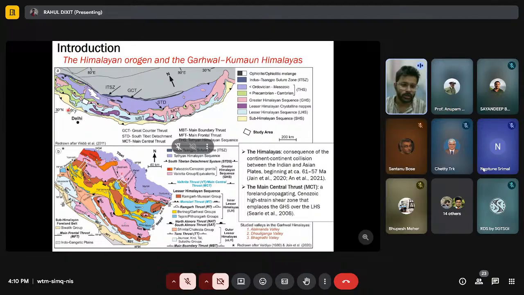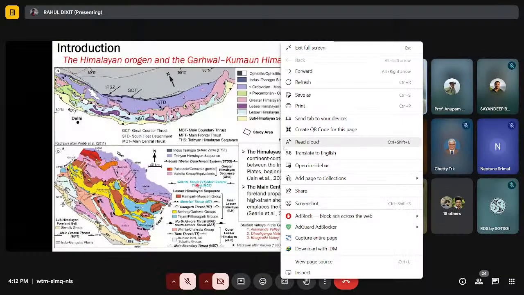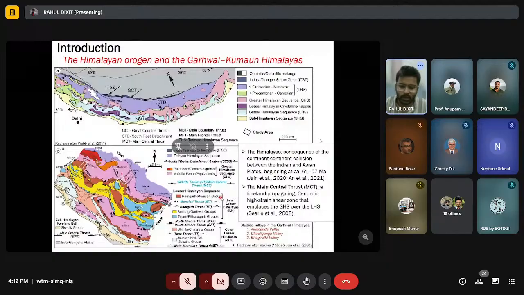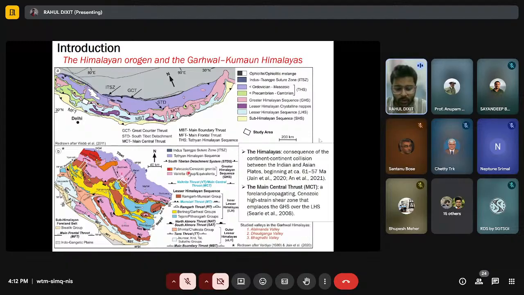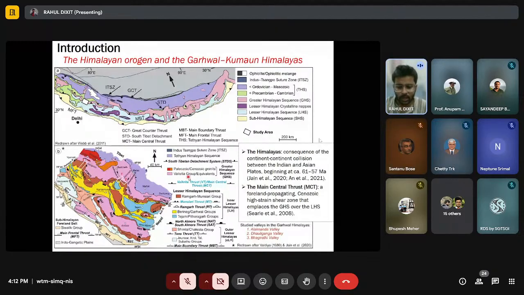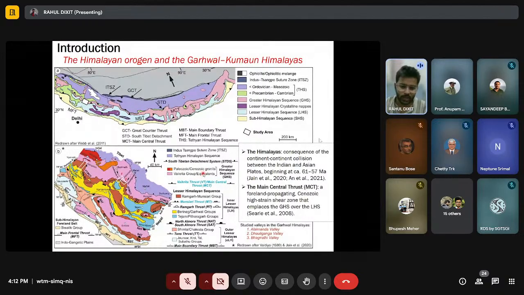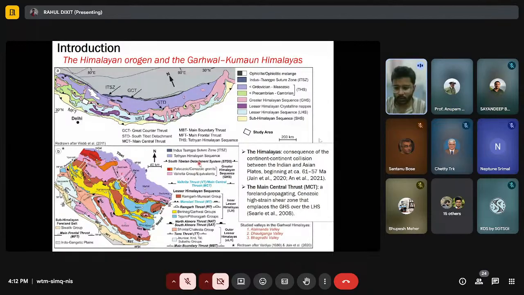Then further north, we have the Vakrita Thrust or the Main Central Thrust. The Main Central Thrust is known by the name of Vakrita Thrust in the Garhwal Kumaon Himalaya. This Main Central Thrust separates the inner Lesser Himalaya from the overlying Greater Himalayan sequences, which further consist of several formations. The rocks in the Greater Himalayan sequences are Neoproterozoic to Ordovician in age, and they are intruded by several Paleozoic or Cenozoic granites or orthogneisses. Then we have the South Tibetan Detachment System in the Garhwal Kumaon Himalaya.